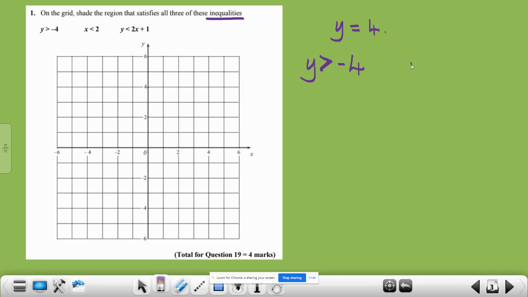Now, if we have a look at the next one, we can see that the sign is pointing in the opposite direction. So instead of saying y is greater than minus 4, here we're saying x is less than 2. So the direction of our sign indicates whether it's greater than or less than.